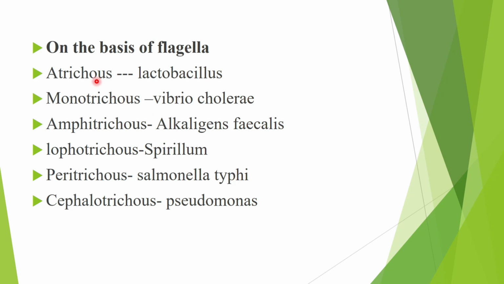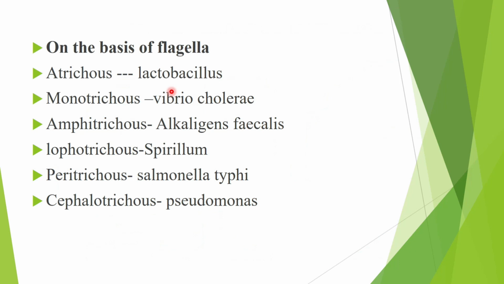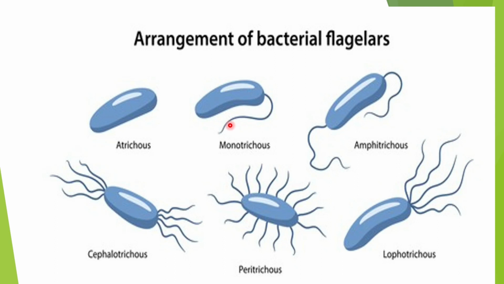On the basis of flagella, bacteria are divided into atrichous, monotrichous, amphitrichous, lophotrichous, peritrichous and cephalotrichous. This is very important. In atrichous, A means absent, that is, there is no flagella. An example for atrichous is Lactobacillus.